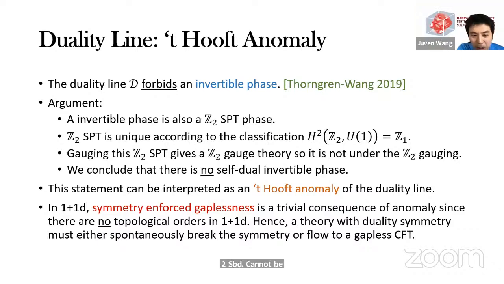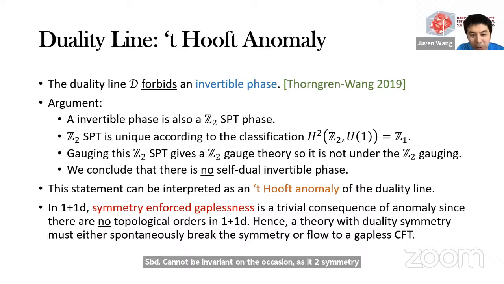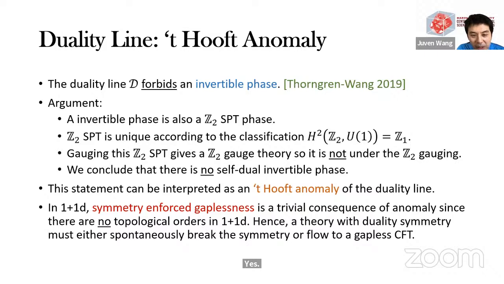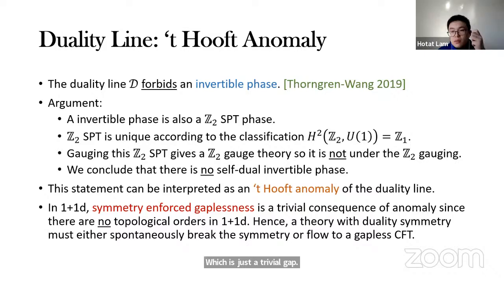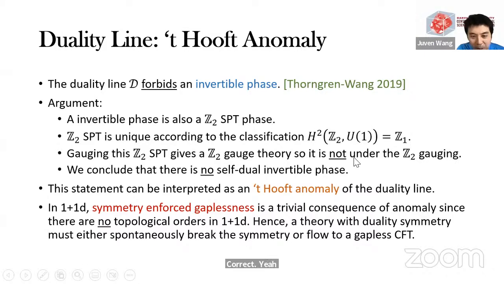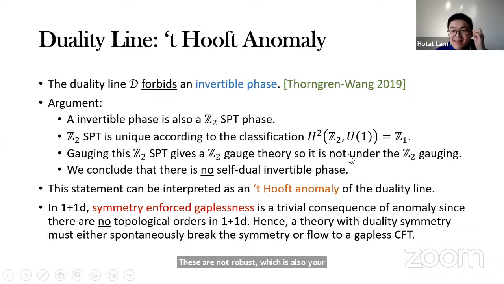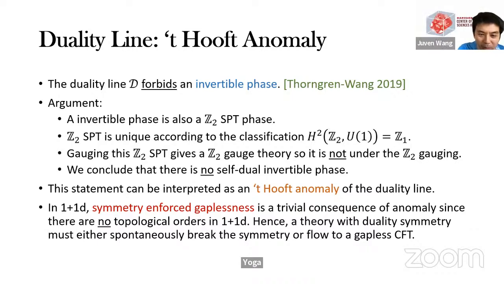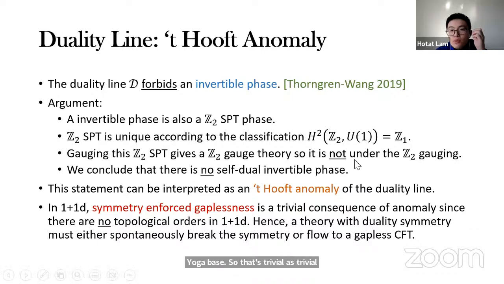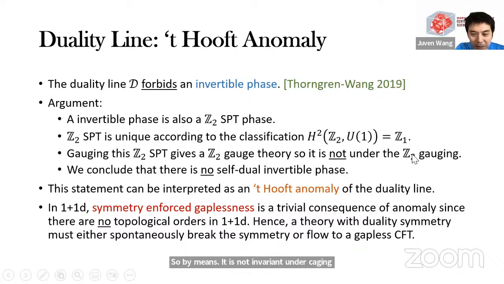But the Z2 SPT is a trivial class, right? It's a trivial class, which just means a trivial gapped phase. Correct. But the Z2 gauge theory, as I say in 1+1D, is also not robust, which is also a trivial phase. The theory before and after gauging both are trivial, right? No. Sorry, I think I missed the words here. So what I mean is it is not invariant under gauging the Z2 symmetry. But I give an interpretation in which it could be invariant.